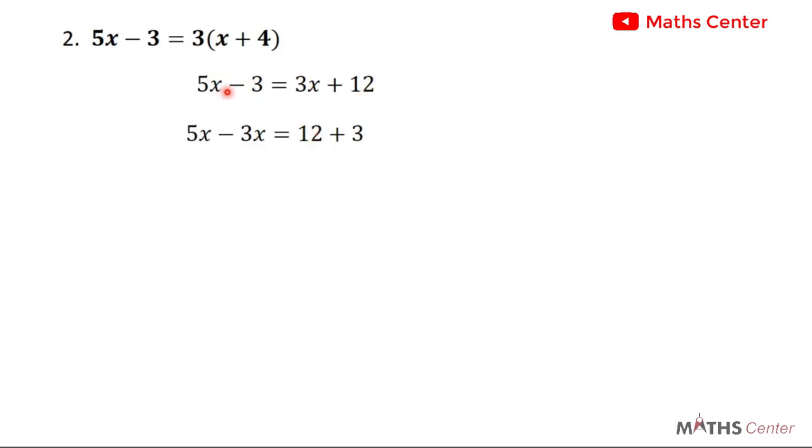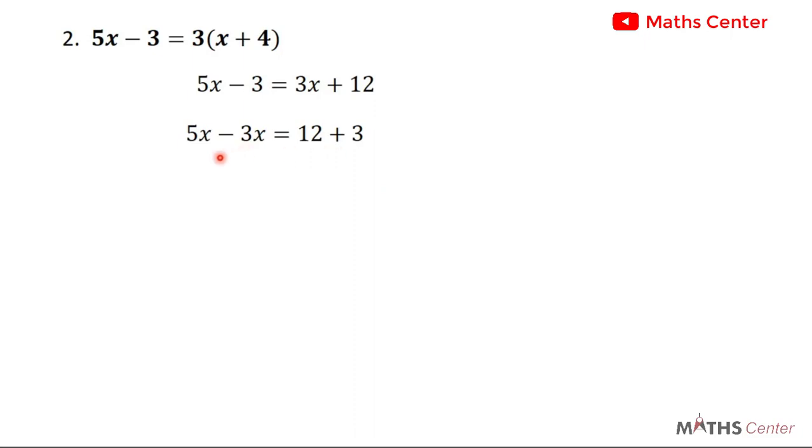12 here is positive. When 3 here is negative, when it crosses to this side, it becomes positive. So 12 plus 3. So at this moment, you should be conversant with how the numbers change sign when they cross the equal to sign. Remember that if you don't change the sign when the number crosses the equal to sign, you are going to have a wrong answer. So take care when the numbers are crossing. So 3x here is positive, when it crosses it becomes negative. 3 is negative, when it crosses it becomes positive.